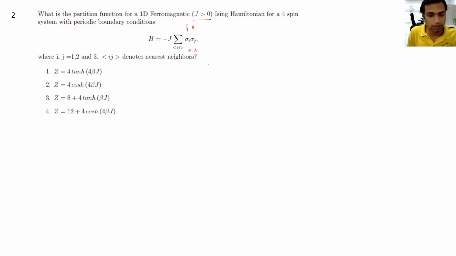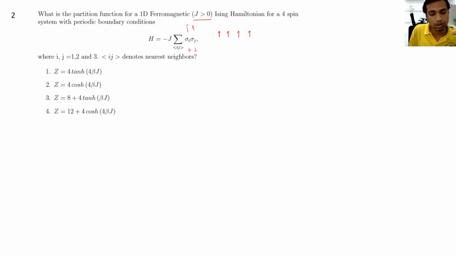So here the stable system is the ferromagnet. What this Hamiltonian allows is parallel alignment of the spins. That is why we call it a ferromagnetic Hamiltonian. Okay, and J has to be greater than 0.